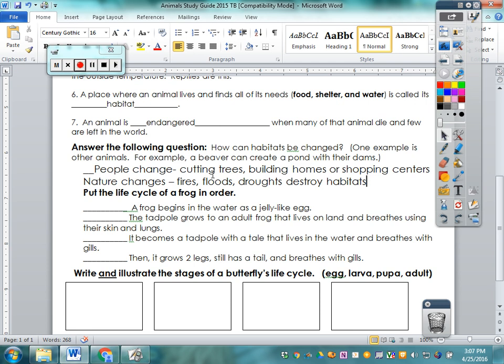Alright, so nature changes habitats. These are natural disasters that can change and destroy a habitat. Alright, so our next, I'm going to fix that.